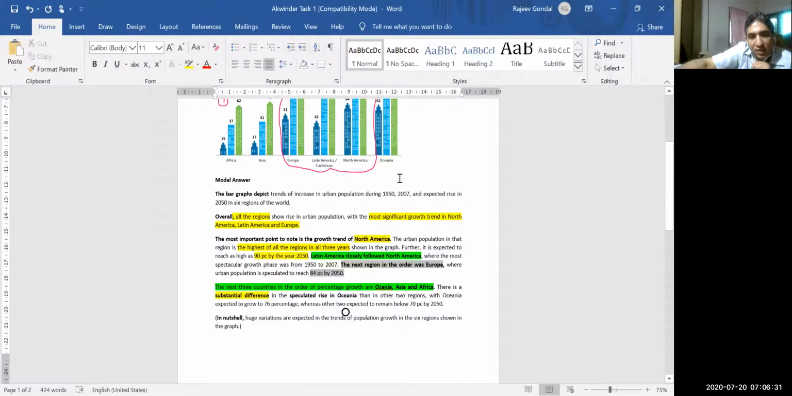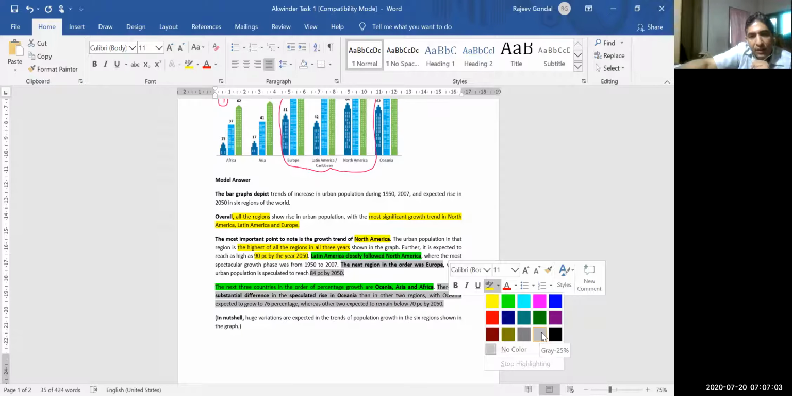So there is a substantial difference in the speculated rise in Oceania than in other two regions, with Oceania expected to grow to 76 percentage, whereas other two expected to remain below 70% by 2050. So this is a long sentence, but then it sums up the whole thing that, see, Oceania is the huge, and see, this is just one more sentence in the second paragraph. We are not writing anything else, and that's what it is.